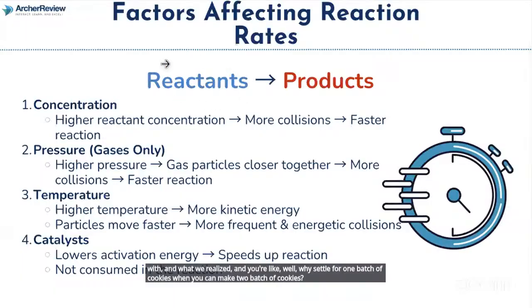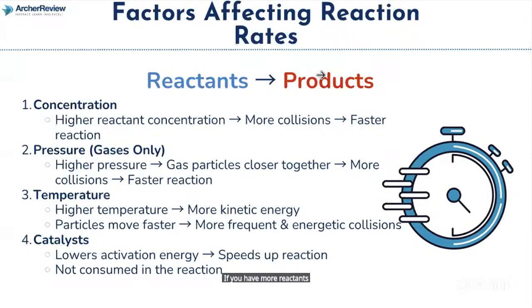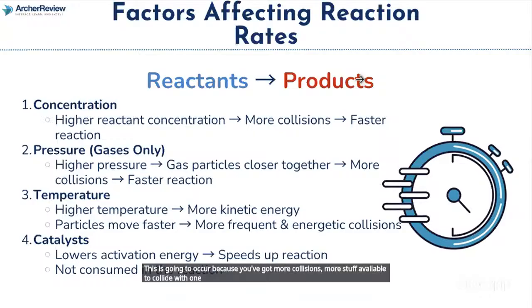If you have more reactants, you're going to make more products. Same thing in chemistry, because cooking is chemistry, by the way. So if you have more reactants, you're going to end up with more products. This is going to occur because you've got more collisions, more stuff available to collide with one another. And if they're colliding with one another more frequently, that leads to a faster reaction.